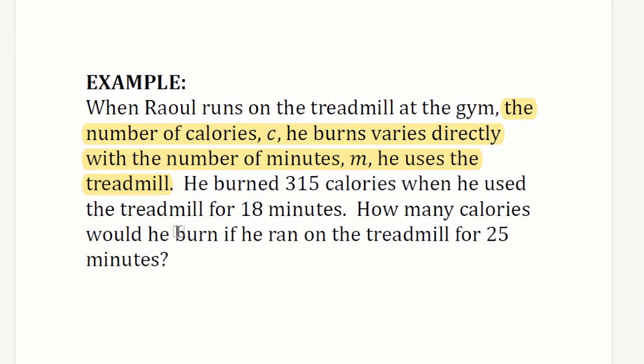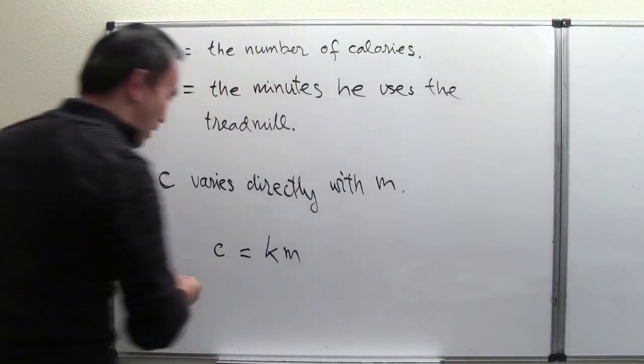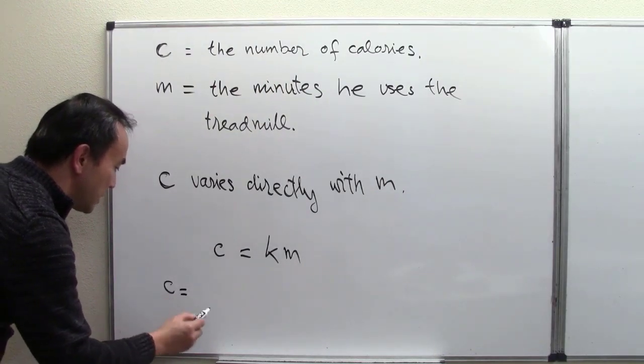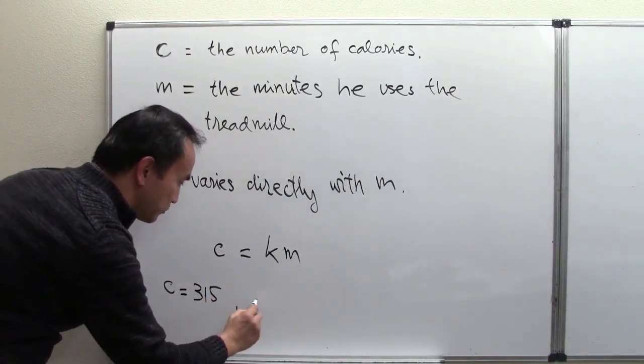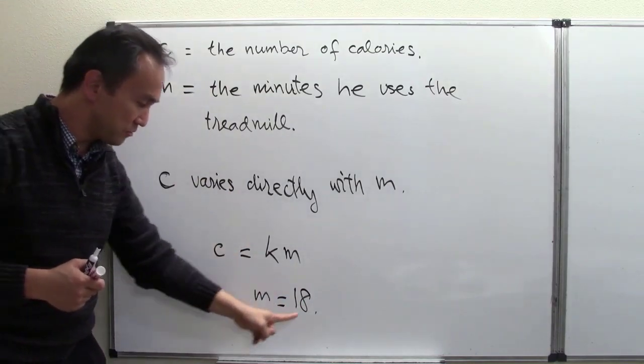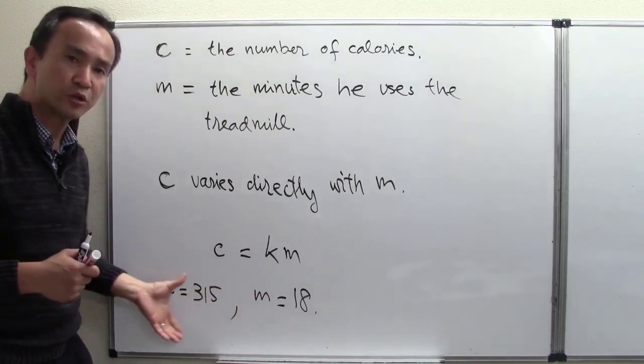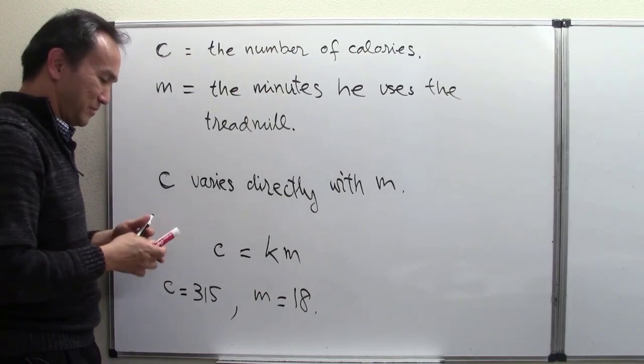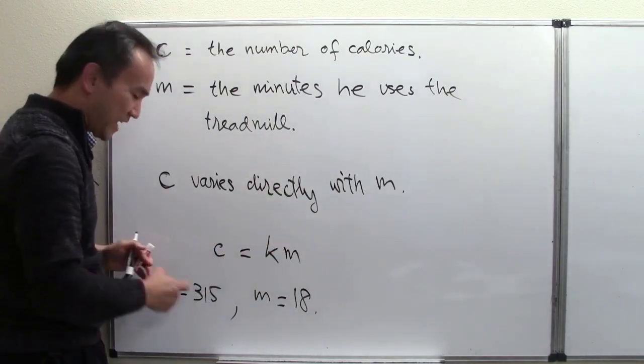And so now from the problem, let's look a little further into the wording to extract some further information. He burned 315 calories. So this indicates that C equals 315 calories. He burned 315 calories when he used the treadmill for 18 minutes. So this statement on my board indicates that C equals 315 at the same time when M is given to be 18. And so these two values for M and C are all given.